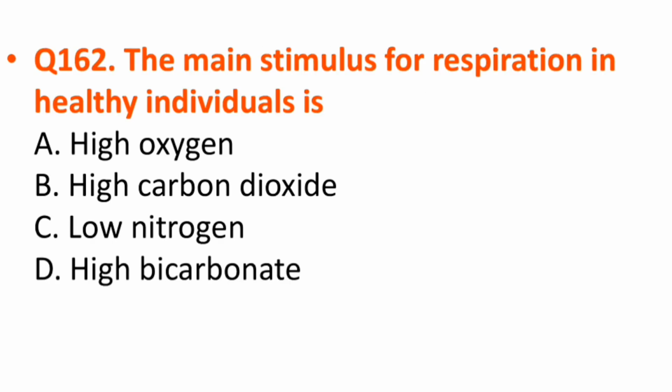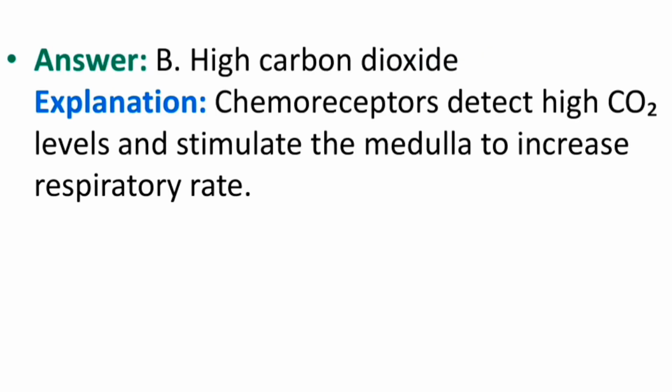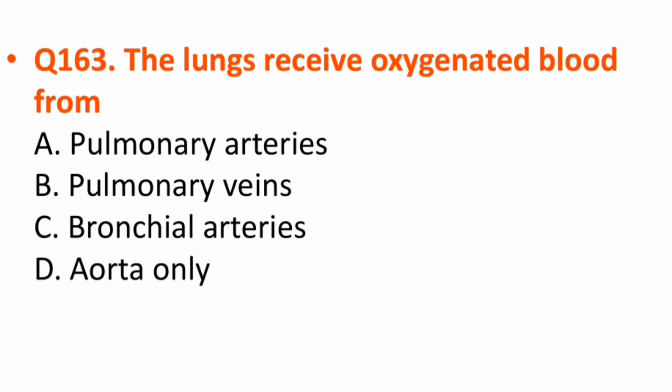The main stimulus for respiration in healthy individuals is option A, high oxygen. Option B, high carbon dioxide. Option C, low nitrogen. Option D, high bicarbonate. The correct answer is option B, high carbon dioxide. Chemoreceptors detect high carbon dioxide levels and stimulate the medulla to increase respiratory rate.